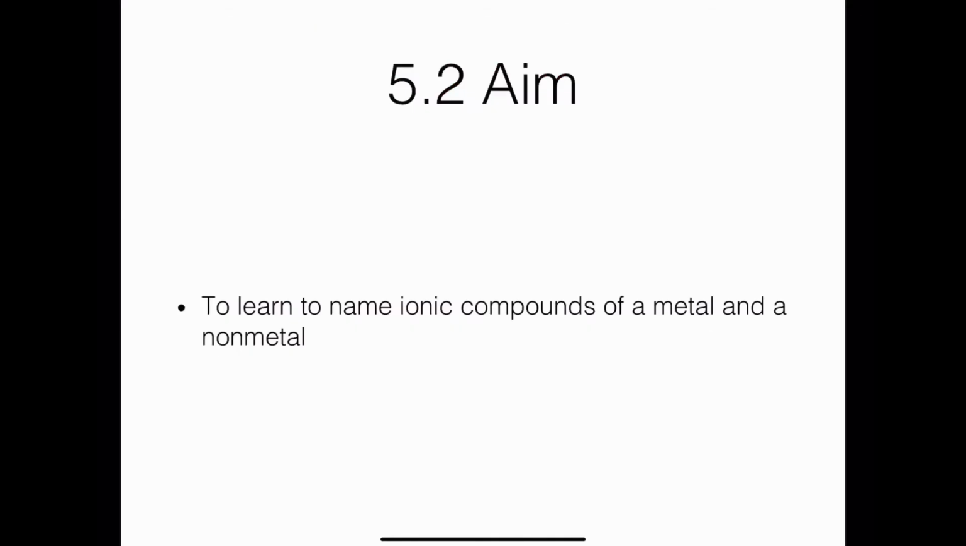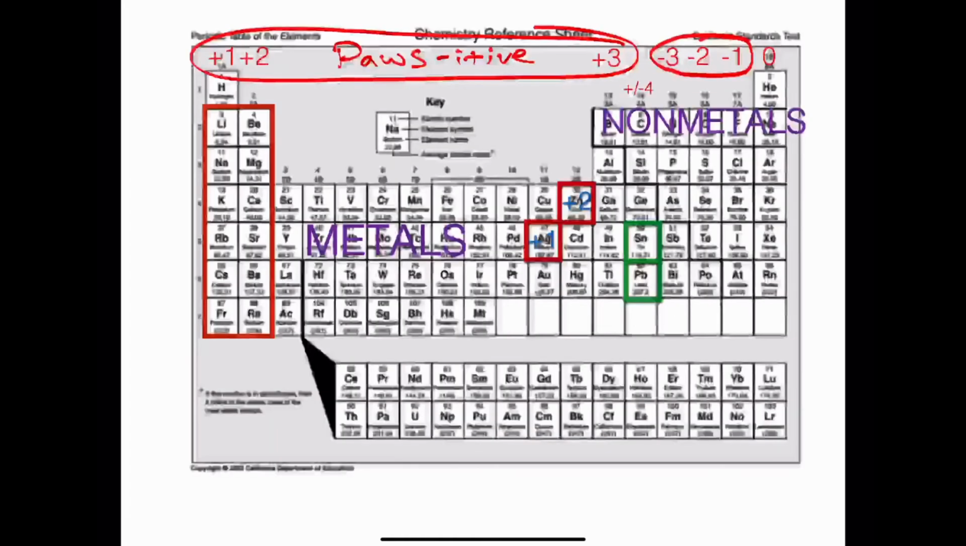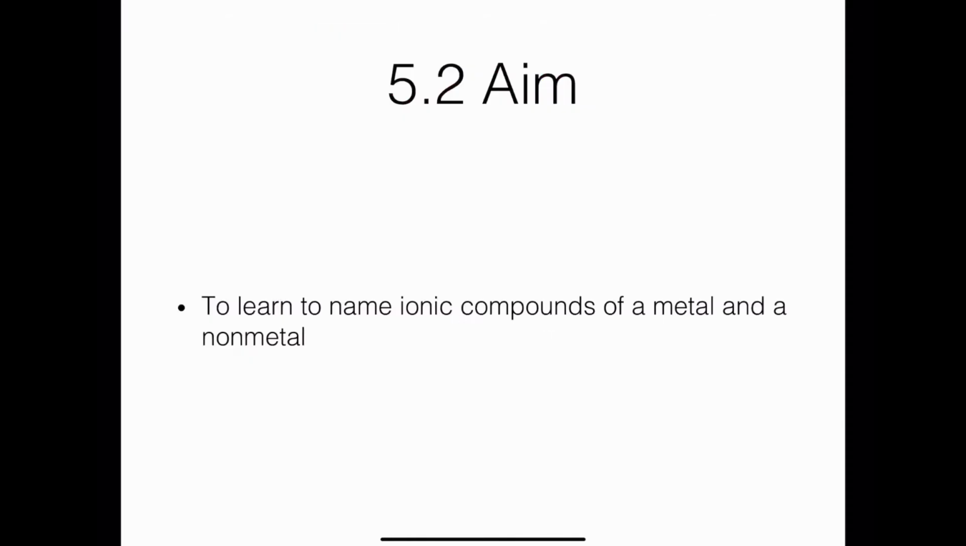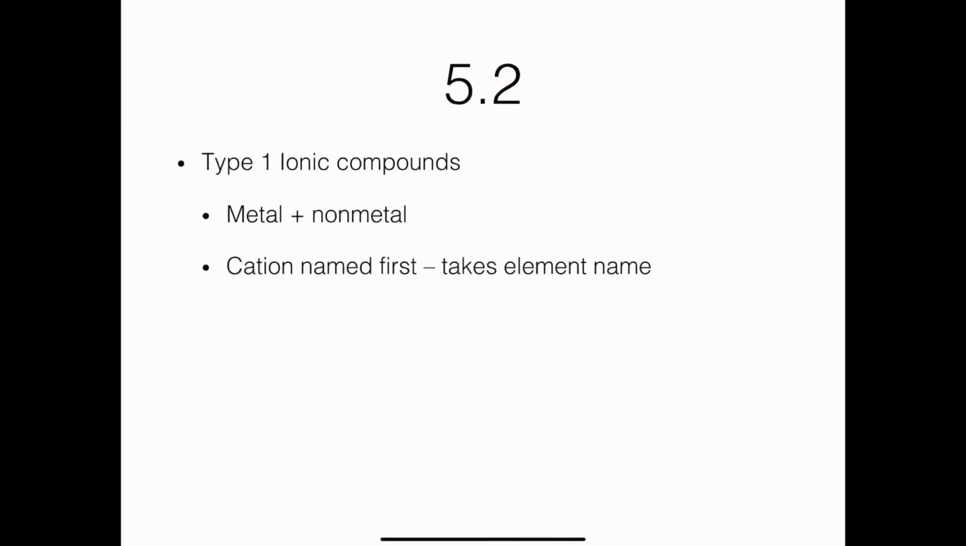So our next section, 5.2, is to learn to name ionic compounds of a metal and a nonmetal. So we are taking something from the left side of the table, a metal, and combining it with something from the right side of the table, a nonmetal. So type 1 ionic compounds, like we said, metal and a nonmetal. Cations are positive and are named first. This takes the element name. You do not have to change the element name at all when you're taking it from the periodic table and putting it in terms of its formula name.